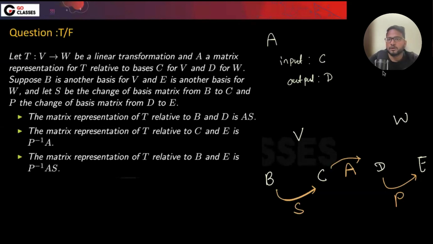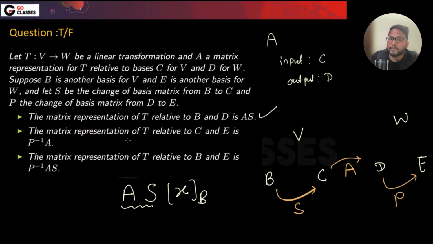Okay, so let's just check with each option. This option A is saying the matrix representation of T relative to B and D. So they want to go from B to D, right? Yes, it should be AS. Why? Because the input vector should be in the basis B. If it is in the basis B, first you will change the basis using S, and then once the basis is changed to C, you will multiply by A, such that it finally gets to D. So this is the matrix that they are looking for: AS. So that is true.